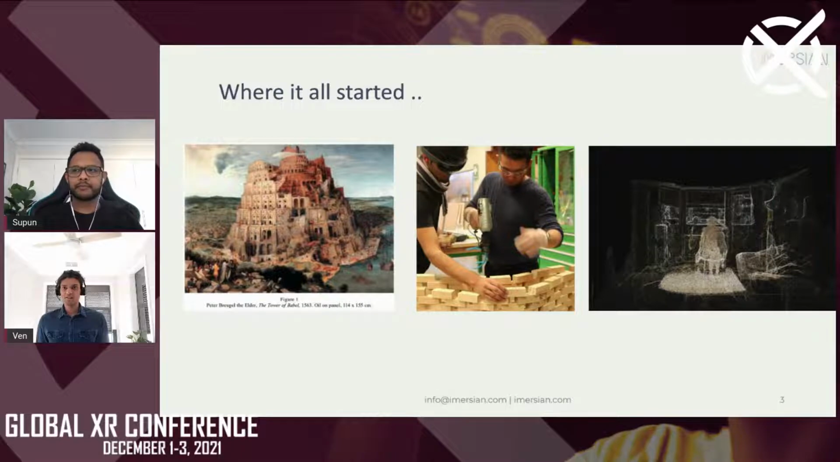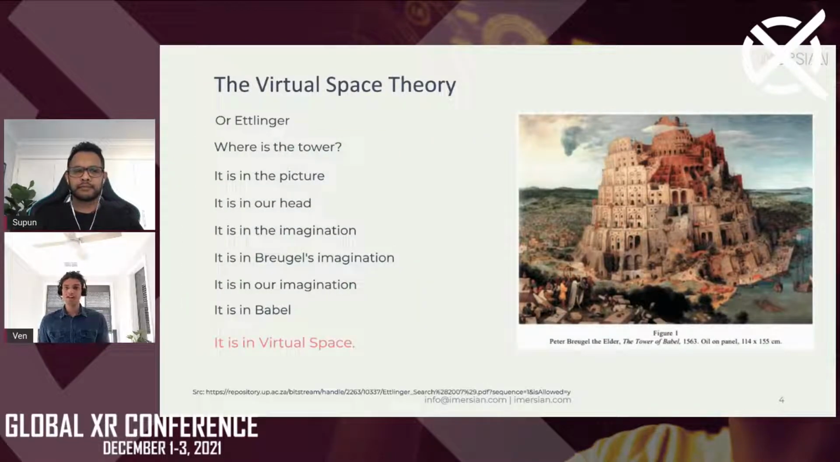The first project is called the Virtual Space Theory. It's a paper written by Or Ettlinger, where he presents this painting by Bruegel, apologies if I'm pronouncing it wrong, called the Tower of Babel, which consists of a beautiful painting of a tower. Now, in the paper, Or Ettlinger questions where exactly the tower is and asks the readers whether it's in the picture, is it in our heads, is it in the imagination, is it in Bruegel's imagination, is it in our imagination, or is it in Babel?